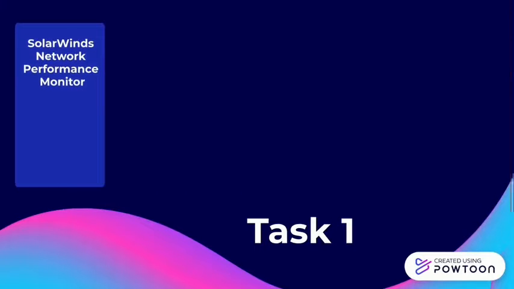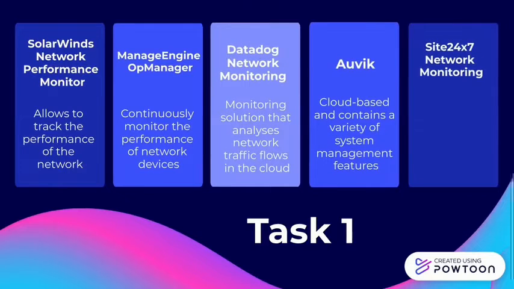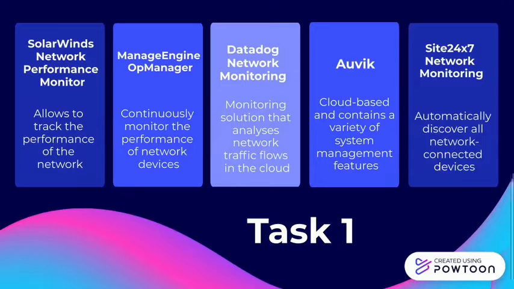For task 1, we suggested 5 types of network monitoring tools to be applied. First is SolarWinds Network Performance Monitor. This tool will allow us to track the performance of the network. Second is ManageEngine OpManager, which will continuously monitor the performance of the network devices. Third, Datadog Network Monitoring. This will monitor solutions that analyze network traffic flows in the cloud. Fourth is Avid. Avid is cloud-based and contains a variety of system management features. Last but not least is Site24x7 network monitoring. It will automatically discover all the networks connected to the device.